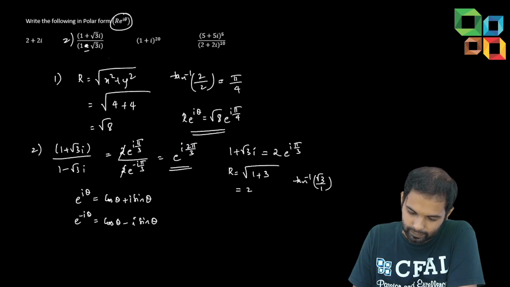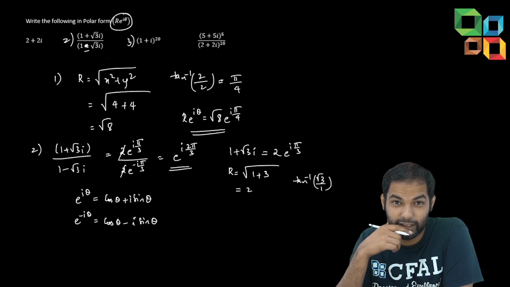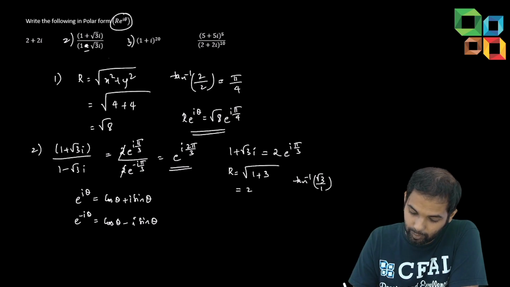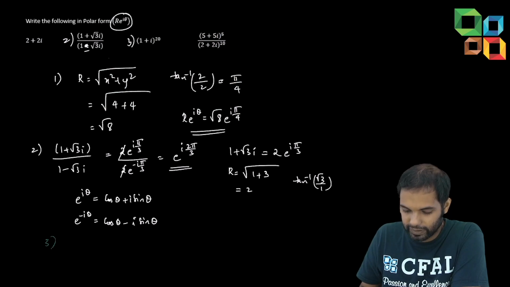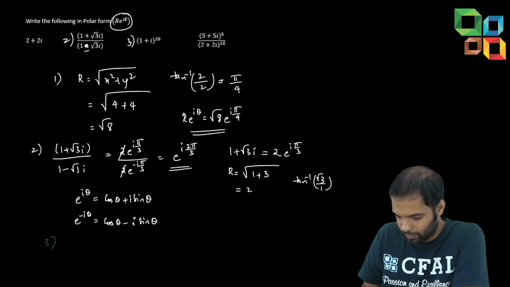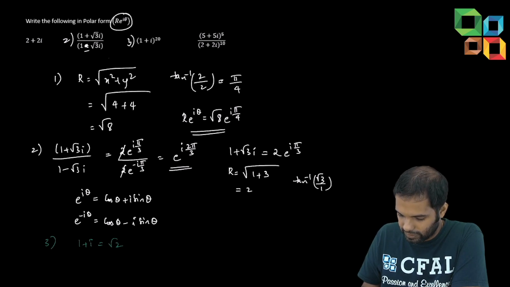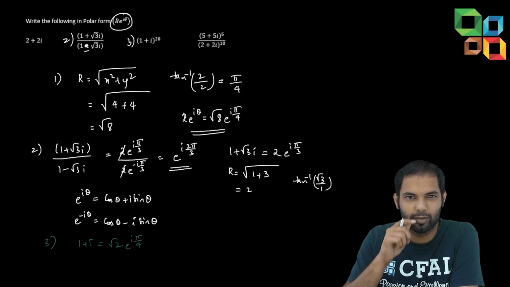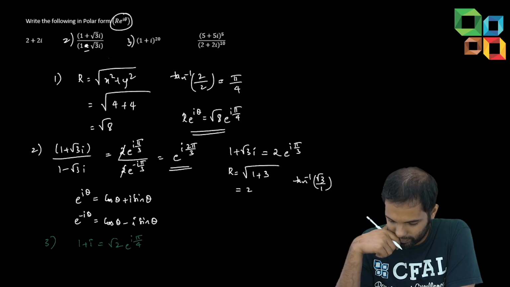Third one. Now, till now, we didn't have such high powers. This is one of the most important advantages of writing in i powers. 1 plus i. We already wrote this before. So r is nothing but root 2, e power i pi by 4. You have already seen this. Okay, r is nothing but root of 1 plus 1, and tan inverse of 1 by 1 is pi by 4.